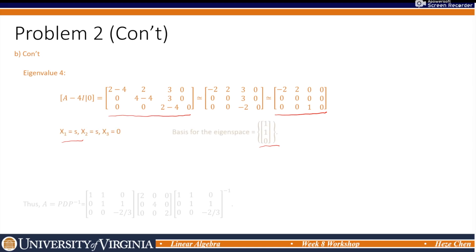Thus, if we combine the matrices P, D, and P inverse, we can write matrix A as the product of P, D, P inverse, which is equal to this.